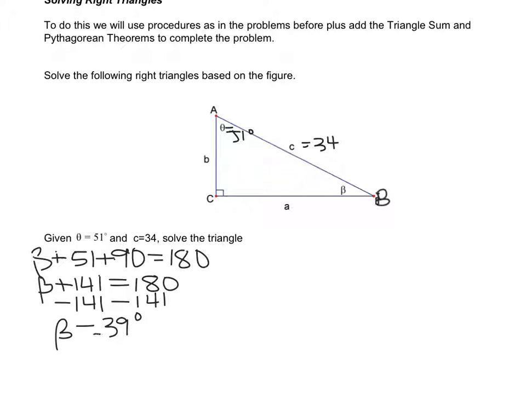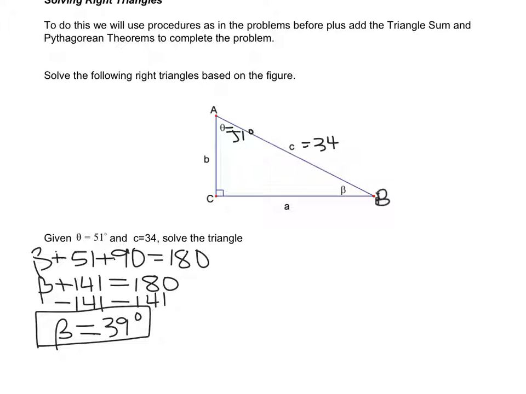39 degrees. When you're solving a right triangle, it's always best to start with the easiest thing to find first, and in this case, that was beta. Now we want to solve for A and B, and we're only going to use the 51 degree angle and C having a length of 34.